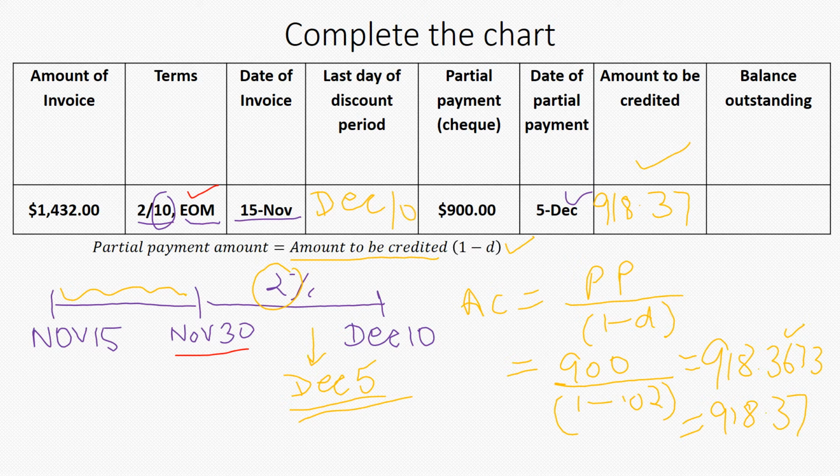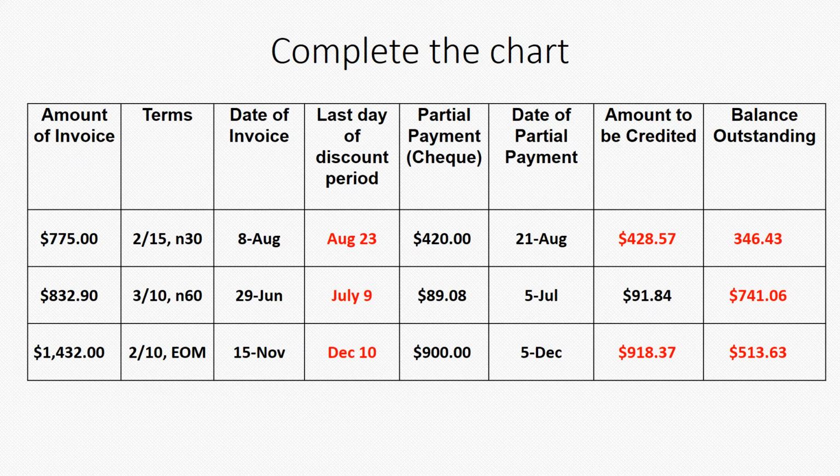Now the last column is to calculate the balance outstanding. Amount of invoice minus amount to be credited will give us the balance outstanding, and this comes out to be 513.63, right? Okay, this is our chart. So this is the final chart.